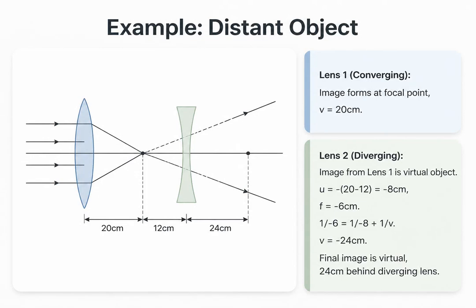When light from a distant object enters a converging lens, the image forms exactly at its focal point, in this case 20 centimeters away. If a diverging lens is placed 12 centimeters after the first lens, the intermediate image is 8 centimeters past it, acting as a virtual object. The diverging lens then forms a final virtual image 24 centimeters behind itself.